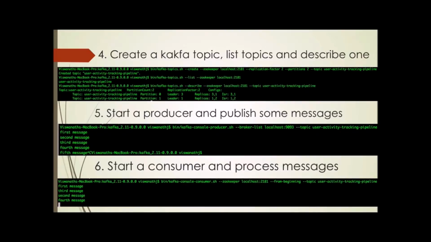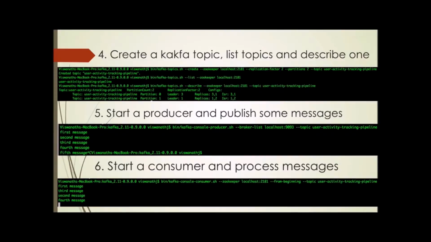Kafka topics.sh has a create option over here, and I'm pointing out the zookeeper. I'm stating my replication factor, the number of partitions, and the name of the topic. The name I have given to my topic is user activity tracking pipeline. It's a classic Kafka use case, which is why Kafka was built. They wanted to track end users' activity on LinkedIn.com.